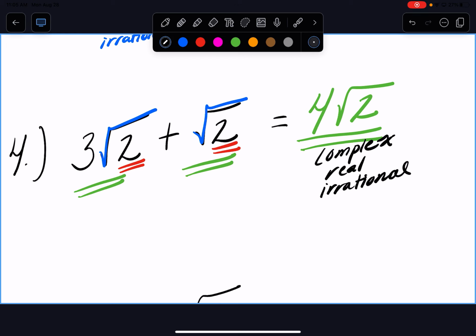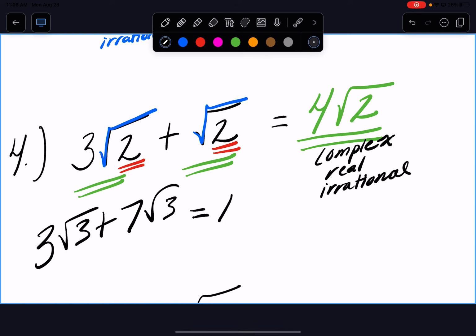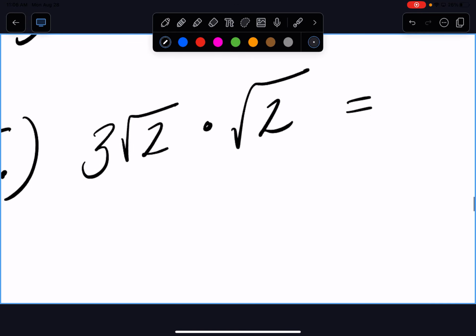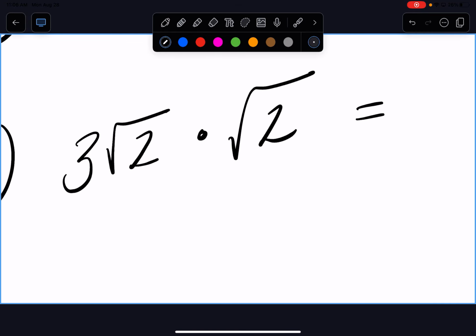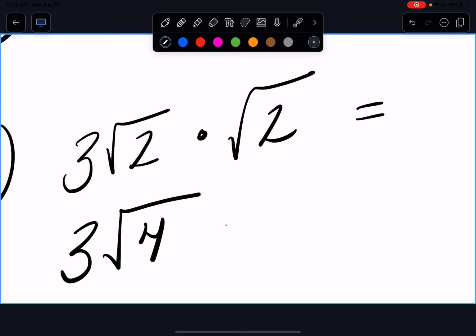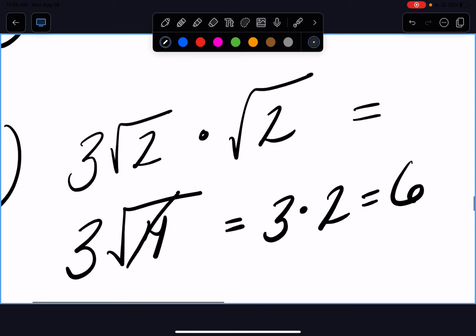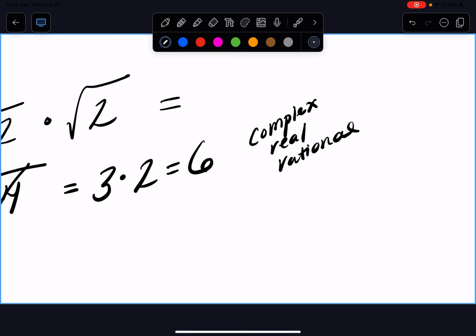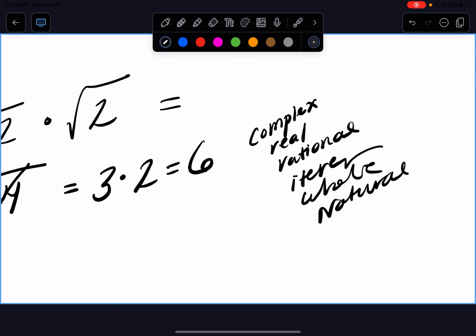What are your questions on adding radicals? So what's 3 root 3 plus 7 root 3? 10 roots of 3. With multiplication, it's not picky. We can go like this: 3 times the root of 4, which equals 3 times 2, which is 6. So now you would say the answer is complex, real, rational, integer, whole, and natural.